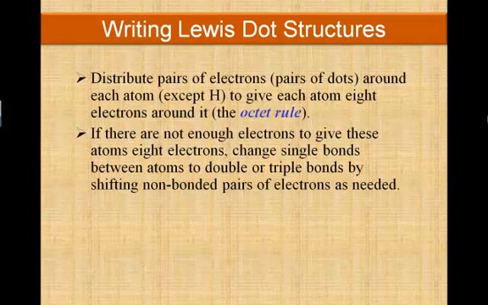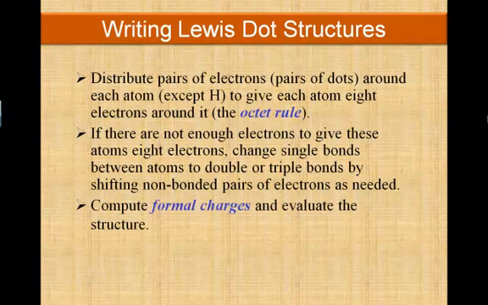If you find that you don't have enough electrons to give each atom 8 electrons with your single bonds, the atoms that are sharing electrons may have to share more than 1 pair of electrons. You may have to move electrons to form double or triple bonds between 2 atoms, and you're going to be moving those non-bonding pairs of electrons as needed.